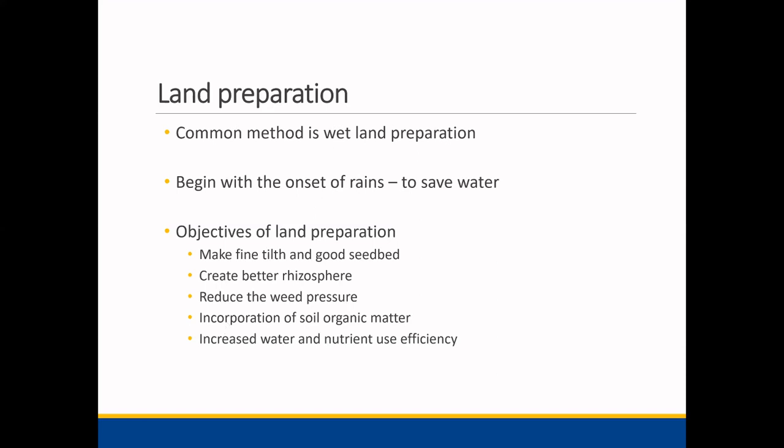To that depth of the root zone of rice cultivation, right? And then it will increase the water and nutrient use efficiency, right? So I will again explain how it increases the water and nutrient use efficiency when we go for plowing and puddling. But you should know, another important objective of land preparation is that it increases the water and nutrient use efficiency in rice production, right? So those are the objectives we have with land preparation, right?